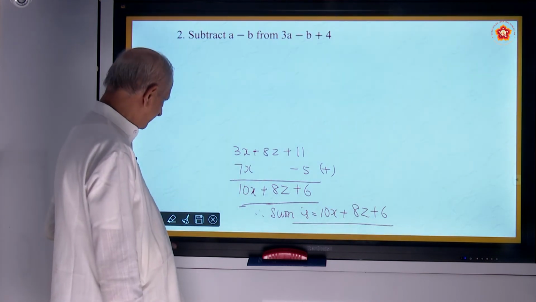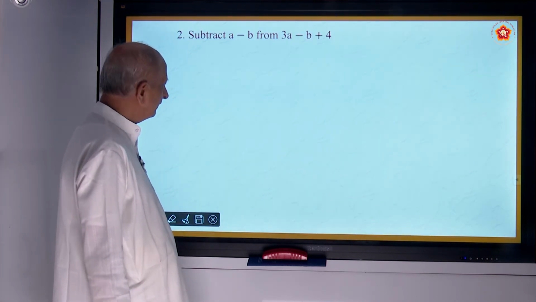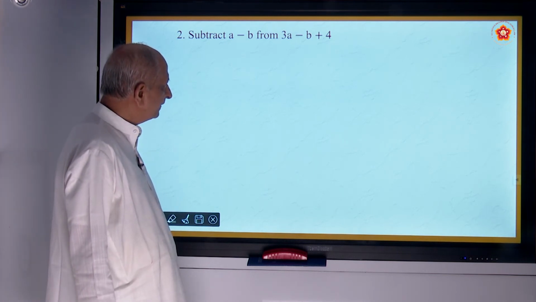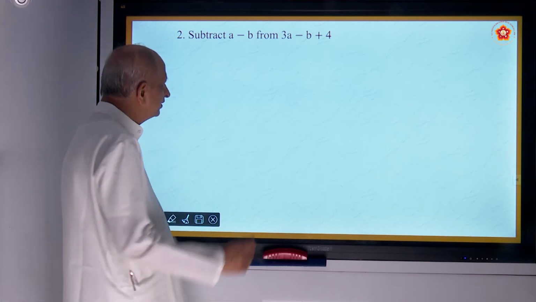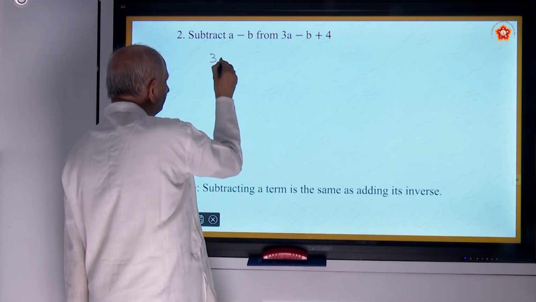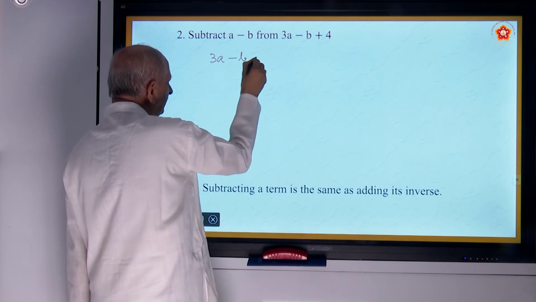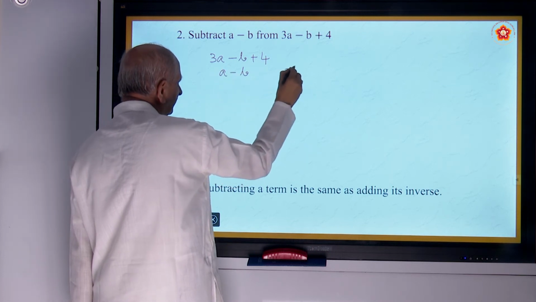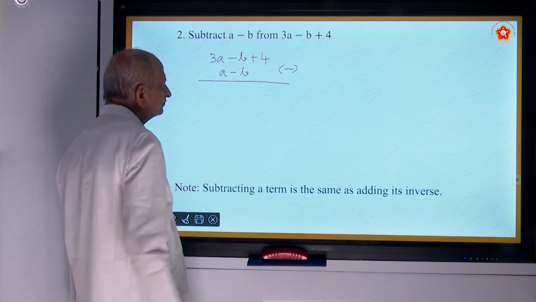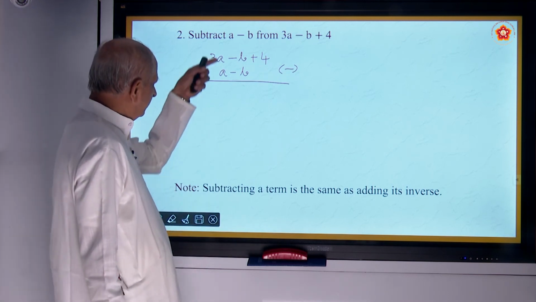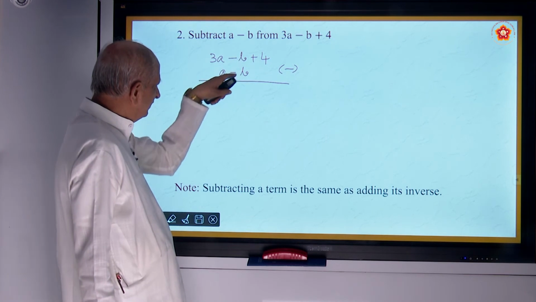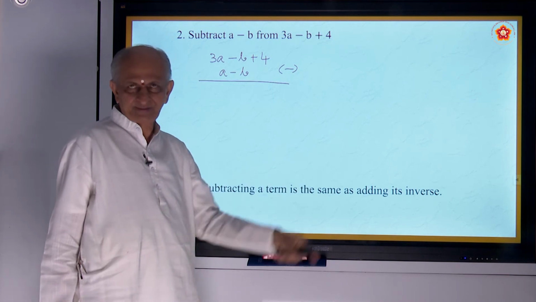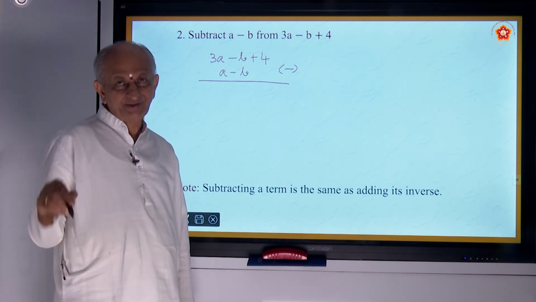Okay. Now coming to the second question. Subtract a minus b from 3a minus b plus 4. From is given, so from means what? 3a minus b plus 4, and a minus b you have to subtract. You must keep a under a only, b under b only. So here subtracting means adding its inverse. Means what? You have to change the sign and add.